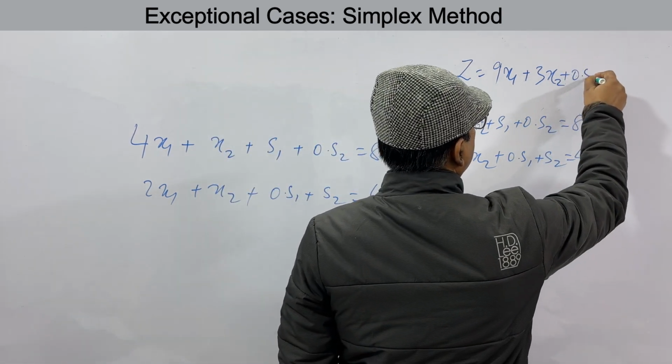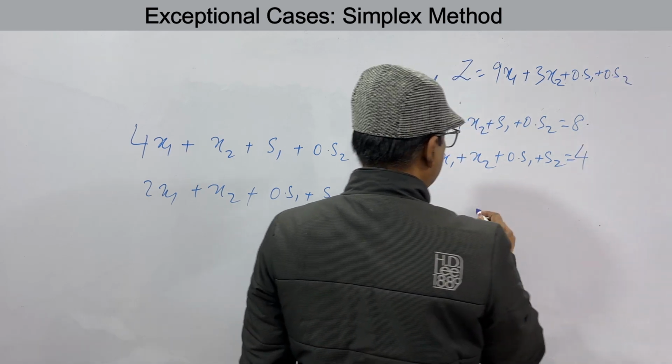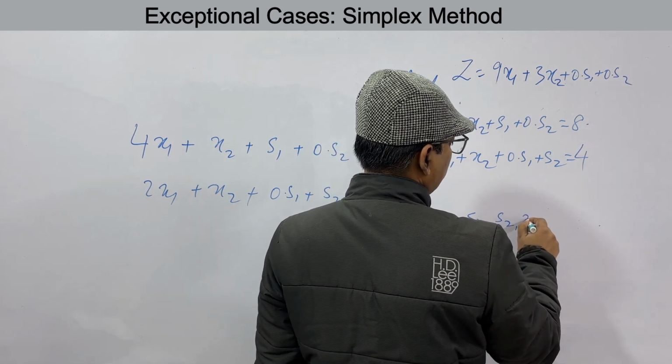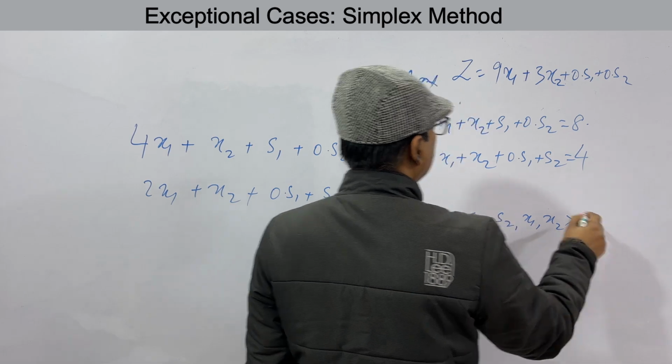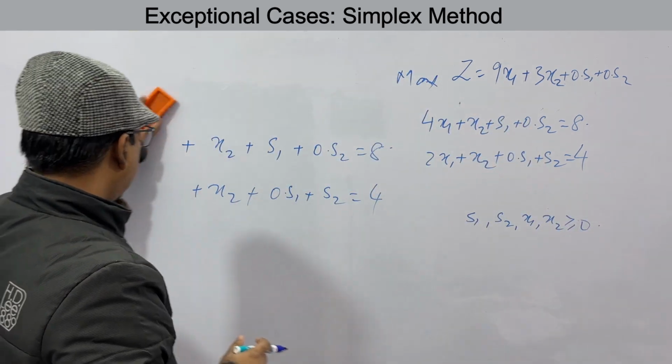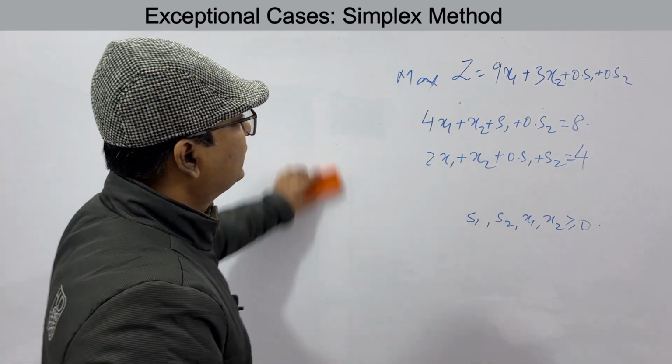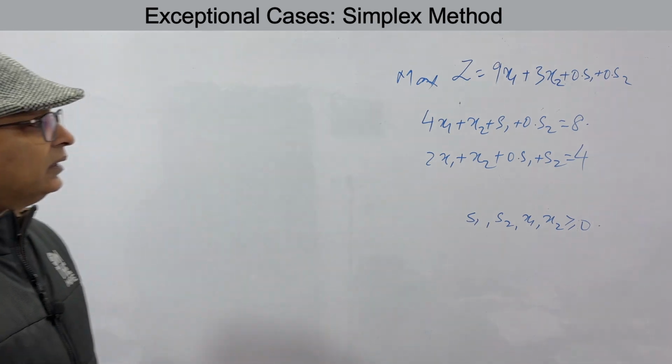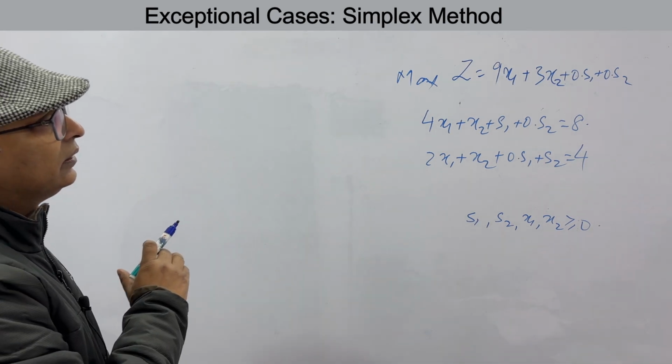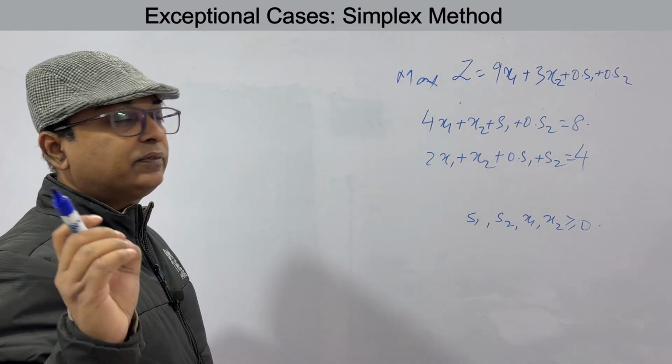This is 0 S1, 0 S2. So we have written this in standard form. S1, S2, X1, X2 are greater than or equal to 0. So our LPP, linear programming problem, is now presented in standard form. Now we will start with the creation of the initial basic feasible solution.